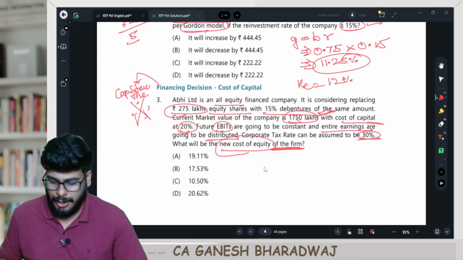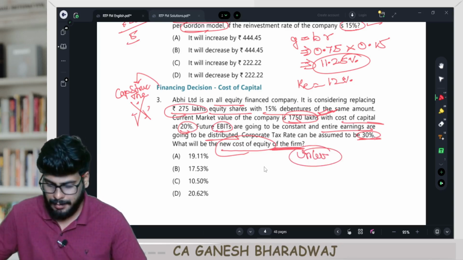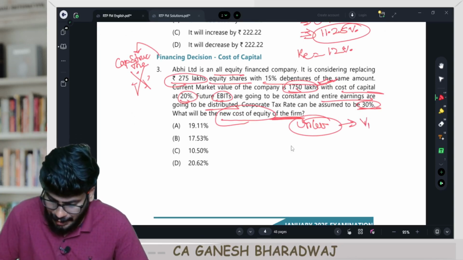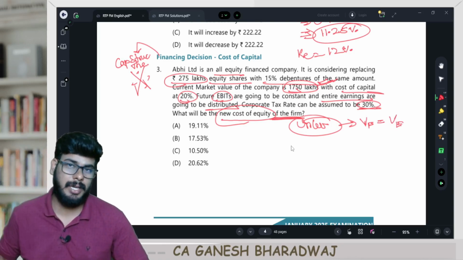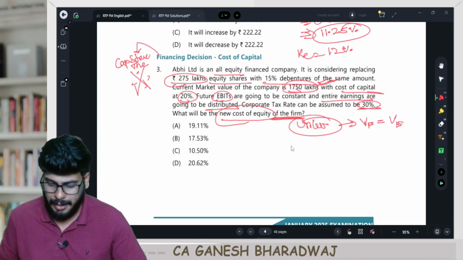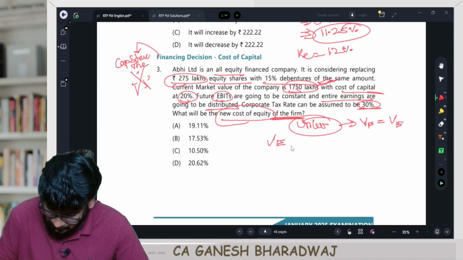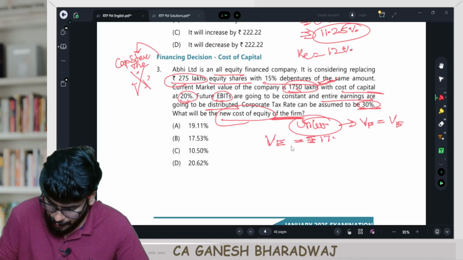1750, or in other words, currently this is an unlevered entity. Correct, guys? Unlevered entity means what? In that case, the value of the firm is equal to value of equity, because equity is the only source of finance here. So how much is the value of equity? The value of equity of the currently unlevered firm is going to be rupees 1750 lakhs.